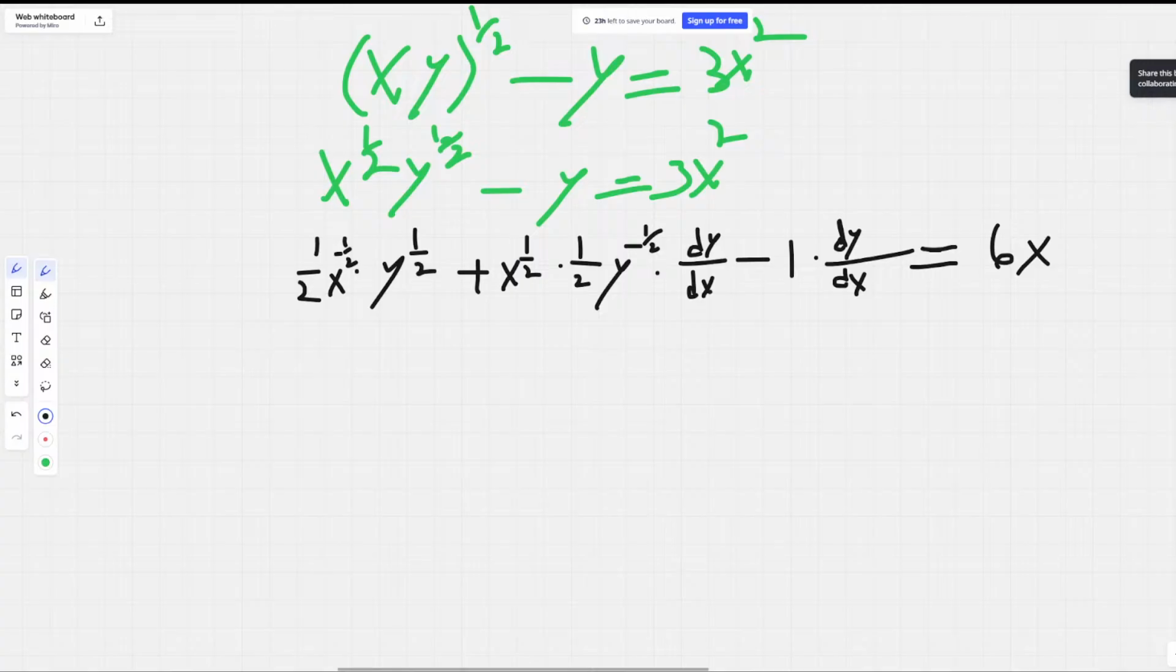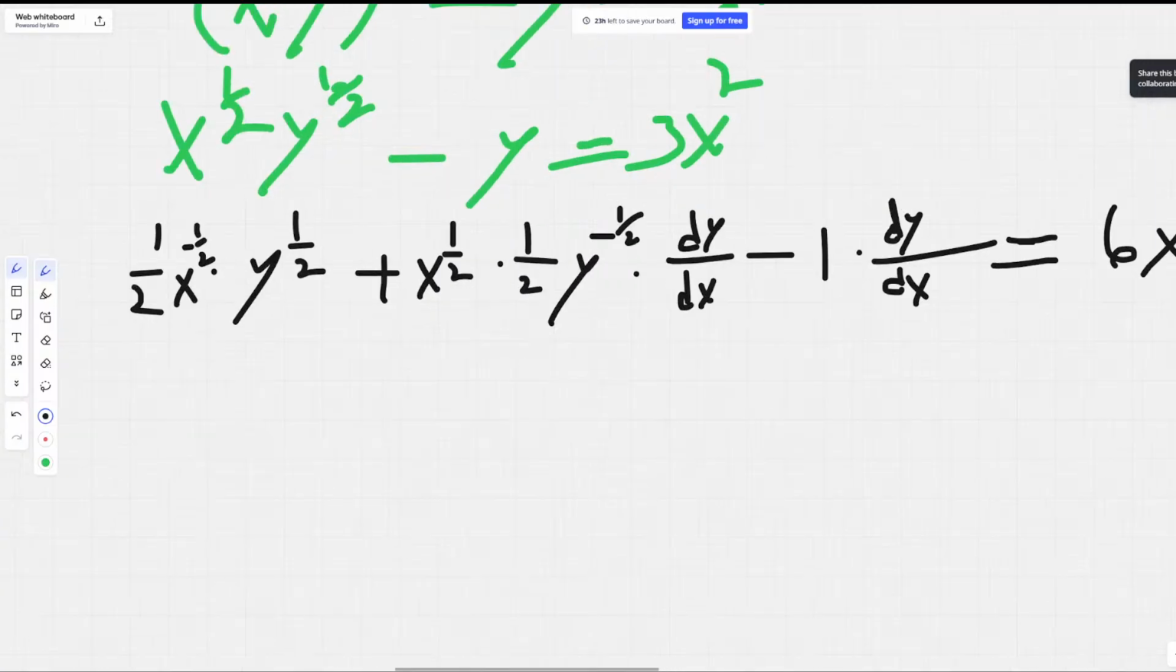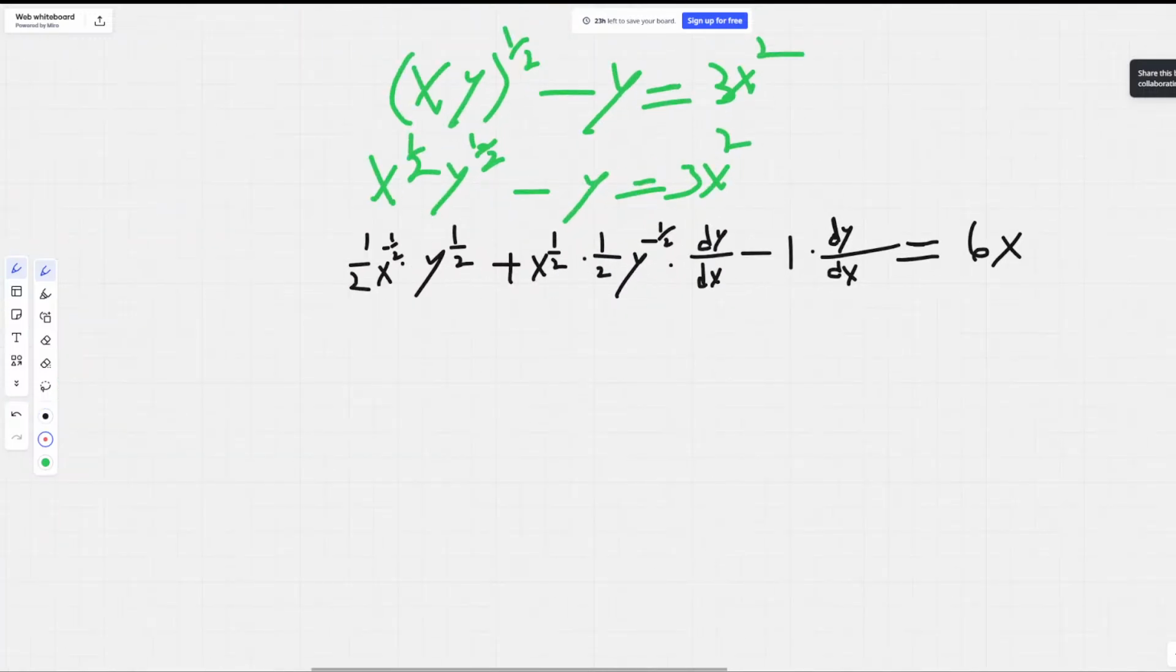1/2 x to the -1/2 times y^1/2 plus x^1/2 times 1/2 times y to the -1/2 times y prime, which is also dy over dx. I've written it that way so I can try and remember them both. I should have written y prime, to try and remember it that way as well. Minus 1 times y prime equals 6x.